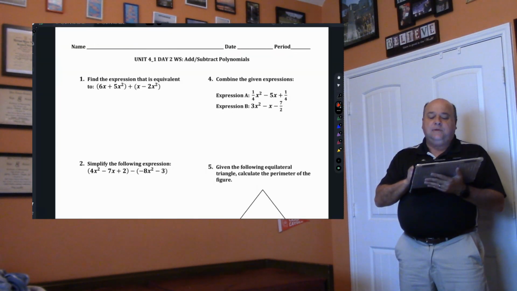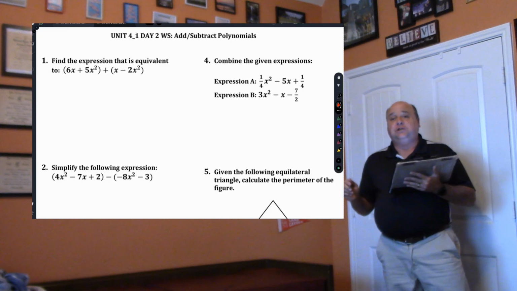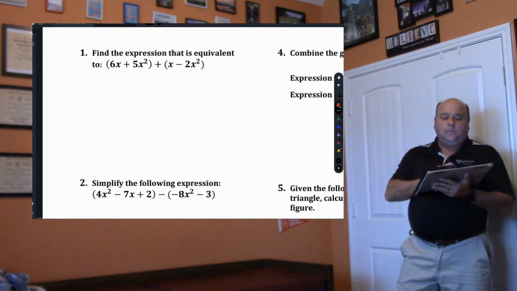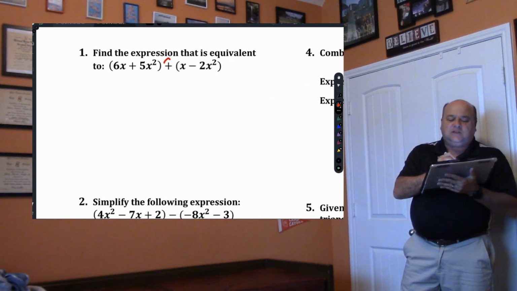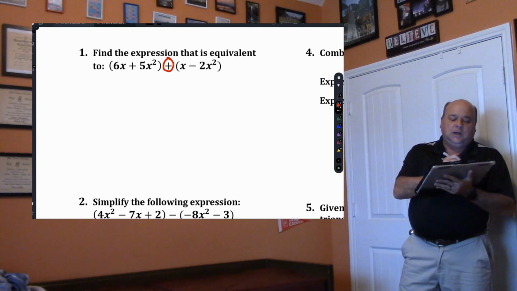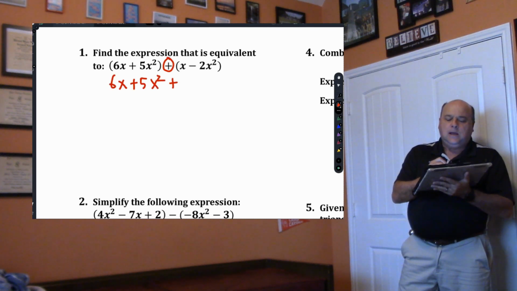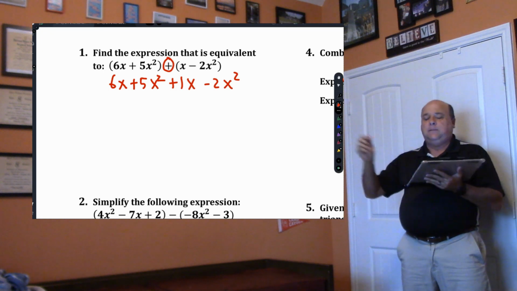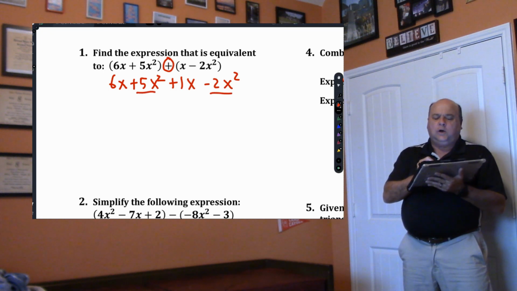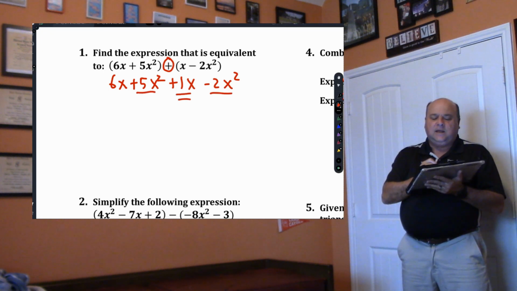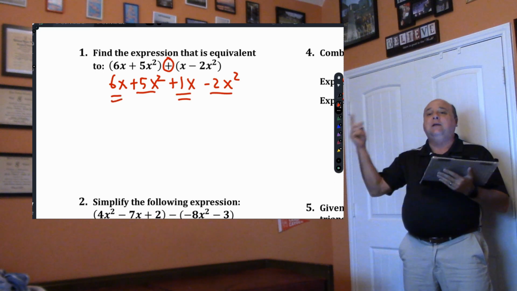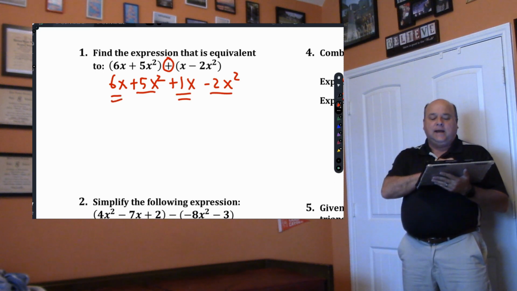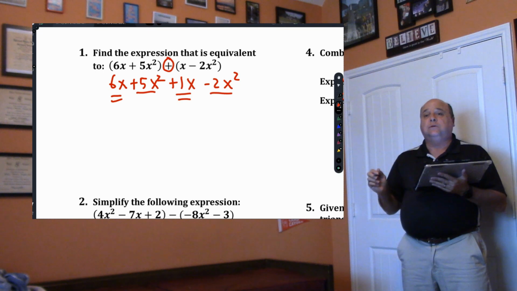Okay? Now I'm going to start you off, but you got to finish it, okay? So on number 1, this plus means nothing's going to happen. So let's rewrite it without the parentheses. And this x, we get a 1x with it. Now I'm going to single underline, double underline, and maybe triple underline. The x squareds we get singles, and the x's we get doubles. I'm going to let you finish this up. You got to add up the x squares and the x's, okay?